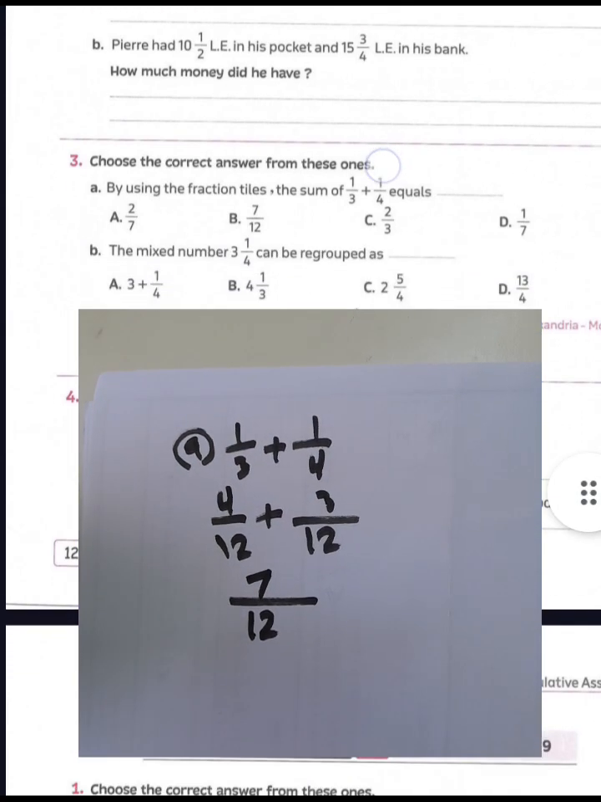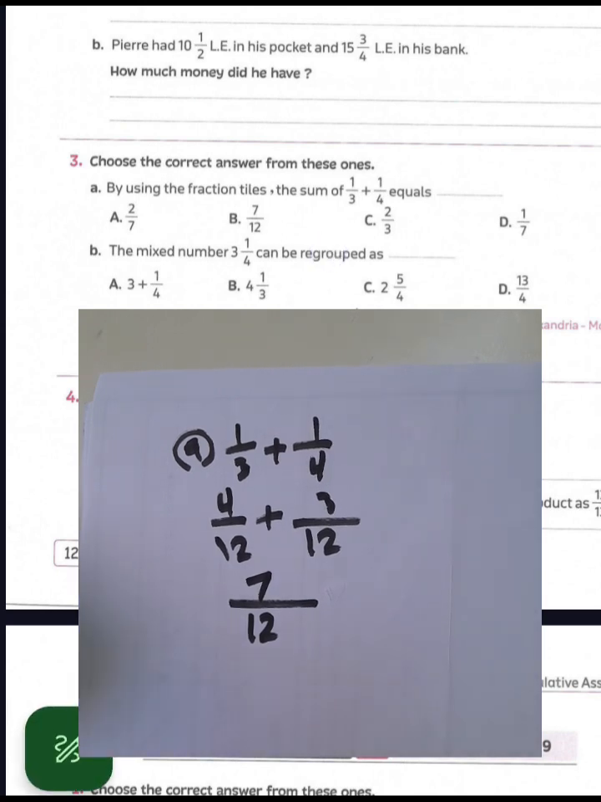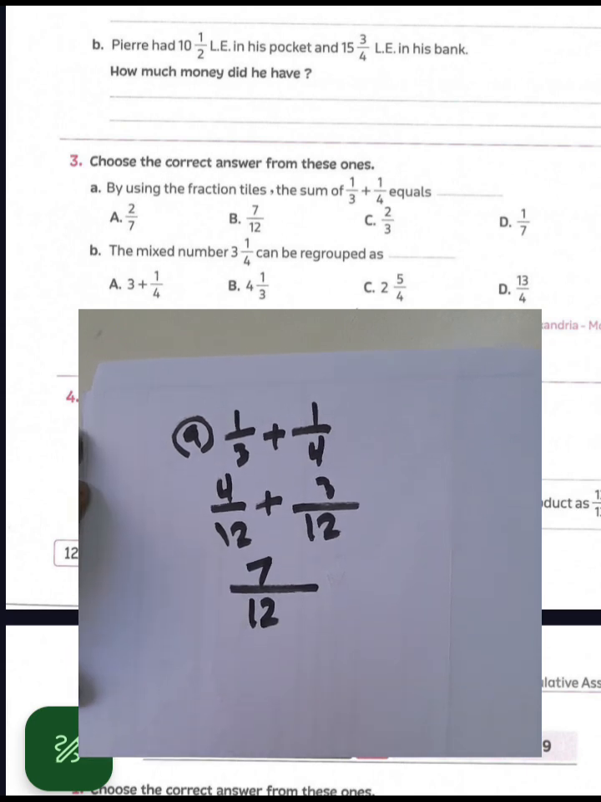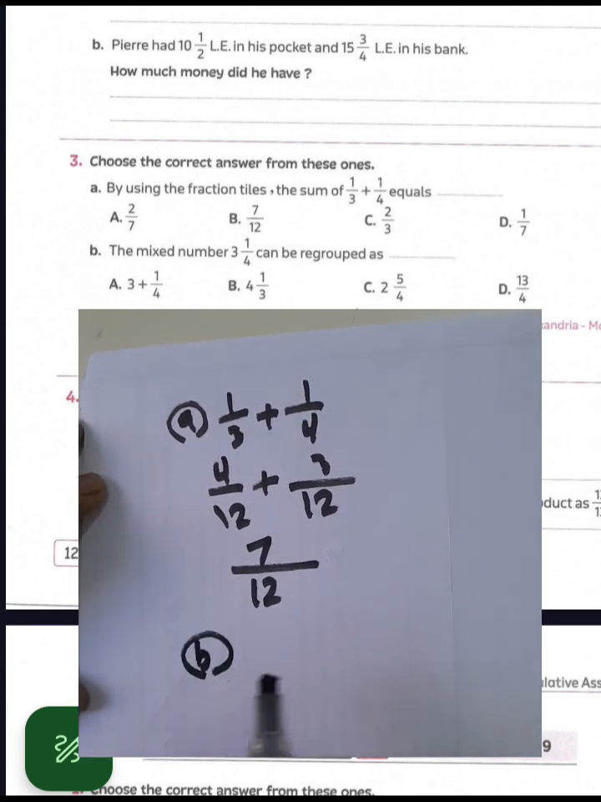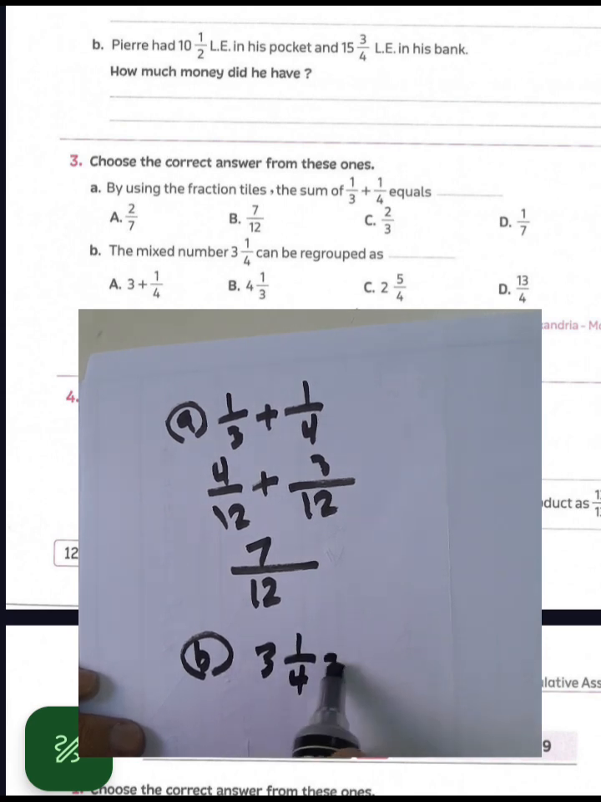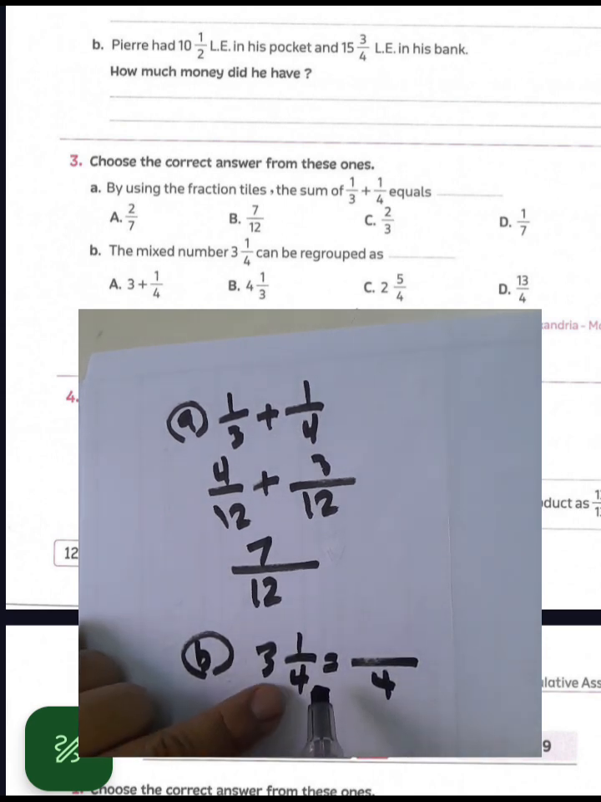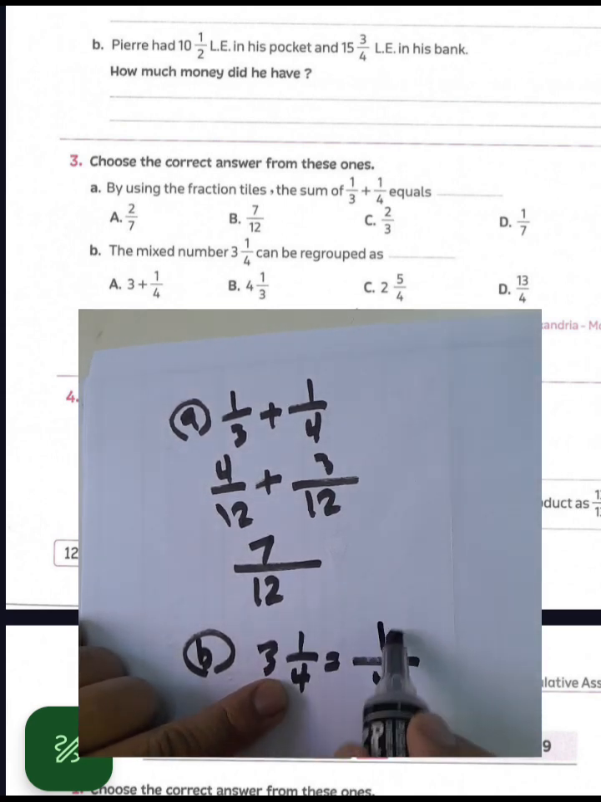Next question, letter B. The mixed number 3 1/4 can be regrouped as what? We know 3 times 4 equals 12 plus 1 equals 13. Then the result will be 13 over 4. Convert from mixed number to improper: 3 multiplied by 4 equals 12, 12 plus 1 equals 13.